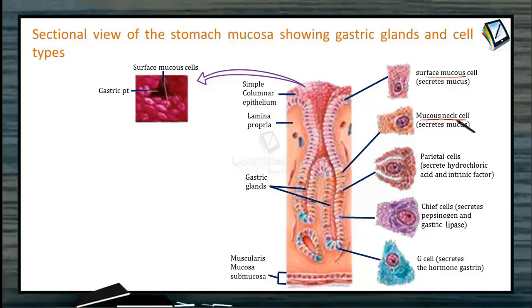Apart from that, the chief cells produce gastric juice which contains pepsinogen and gastric lipase. Then another type of cells called parietal cells. They secrete hydrochloric acid and also intrinsic factor. These constitute exocrine part, whereas endocrine cells are called G cells. They produce gastrin. This gastrin will activate all other cells so that they produce gastric juice and mucus.